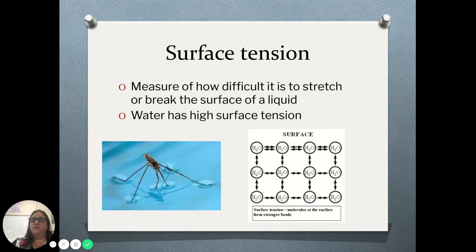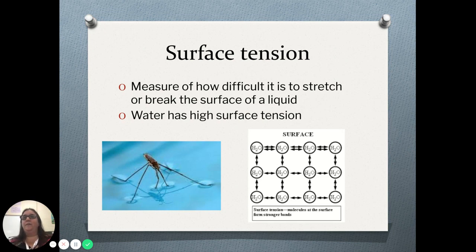Another important property of water is its surface tension. Again, this has to do with its hydrogen bonding. Surface tension is how difficult it is to stretch or break the surface of a liquid, and water has a really high surface tension. We've all seen surface tension when we've poured something. I know I'm notorious for spilling my coffee because I don't quite break that surface tension, and it kind of plops out and spills.